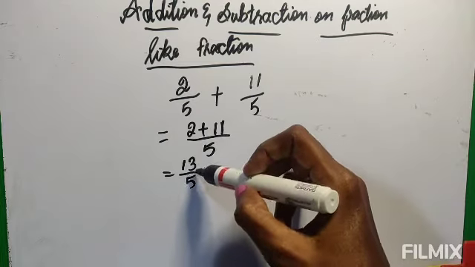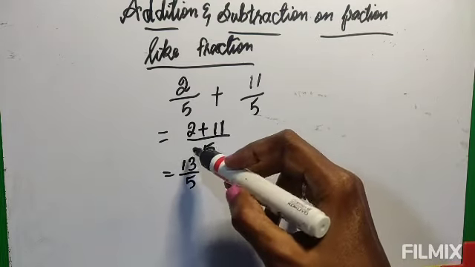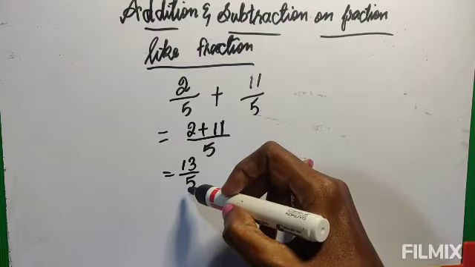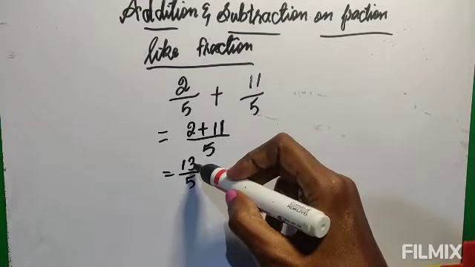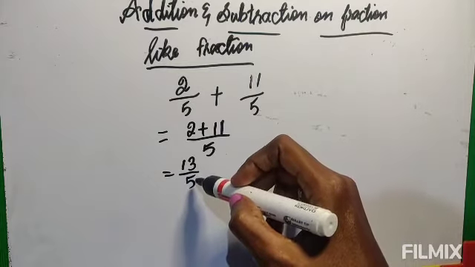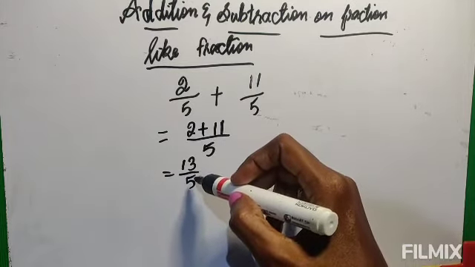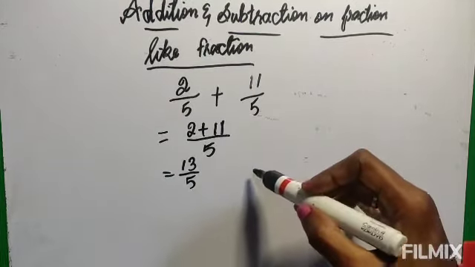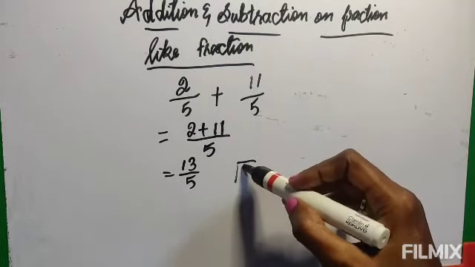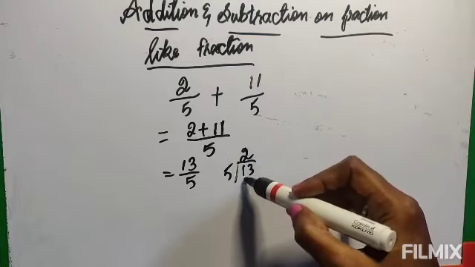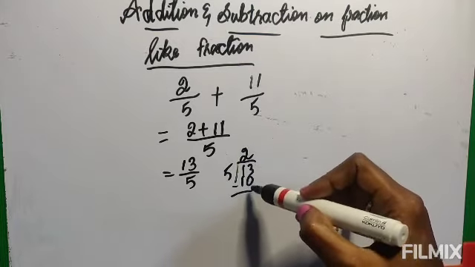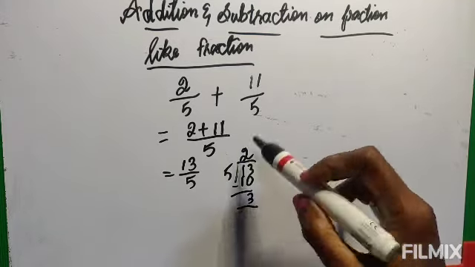Now you see here the numerator is bigger, so it is an improper fraction. So you have to change it into a mixed number because we cannot reduce this one. This is a prime number, this is also a prime number, so you cannot reduce. So you will now change it into a mixed number. So 13 divided by 5. 5 twos are 10. If you subtract, it is 3.